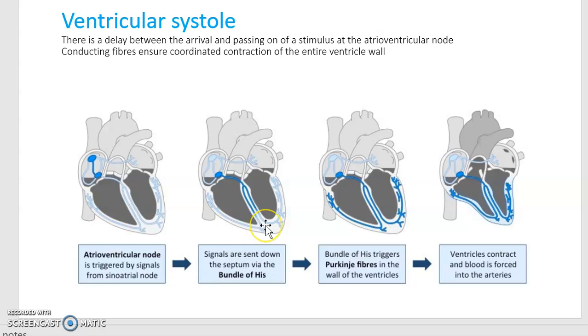So here from BioNinja, again, you can see the series of events, and we're interested now in what's going on at the bottom here. The bundle of hairs are these innervations of the tissue of the ventricle.